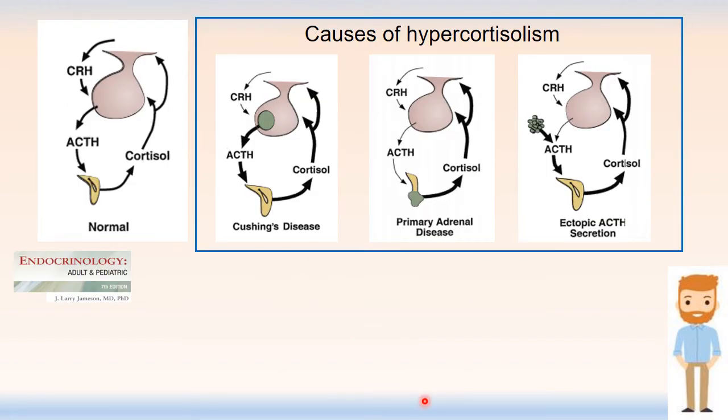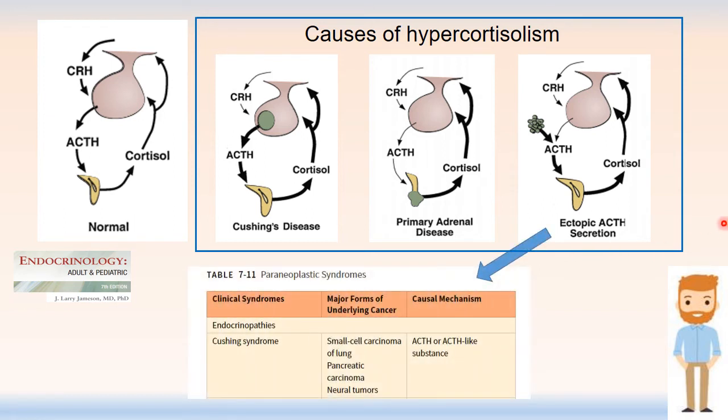So let's back up and talk about various causes of hypercortisolism. In the classic Cushing disease, hypercortisolism is caused by a pituitary adenoma secreting ACTH. In adrenal disease, you can get hypercortisolism by the adrenal gland inappropriately secreting excess levels of cortisol. And then there's ectopic ACTH secretion, where an outside source is responsible for secreting ACTH, stimulating cortisol production by the adrenals. And when you have ectopic ACTH secretion, you are typically talking about a paraneoplastic syndrome. So Cushing syndrome, caused by various types of cancers, as listed below.